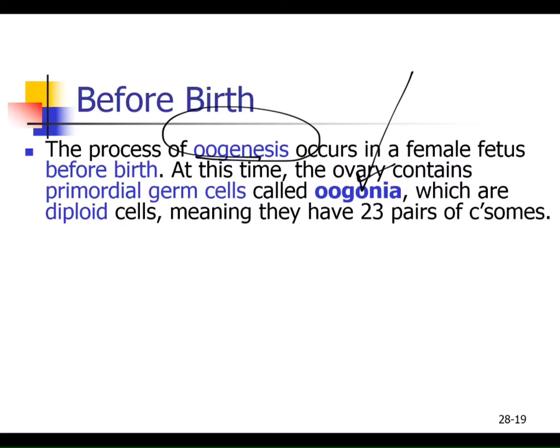called oogonia. In the male, I showed you that picture early on, there were spermatogonia, right? They were the early cells that produce the sperm. In the female, the early cells that produce the egg are the oogonia. They are diploid cells. They are just regular old cells. They've got 46 chromosomes, or 23 pairs. And you could consider these germ cells. Remember, germ cells are cells that haven't yet completely identified themselves, and they still have a development to finish. And so these oogonia could be considered germ cells.